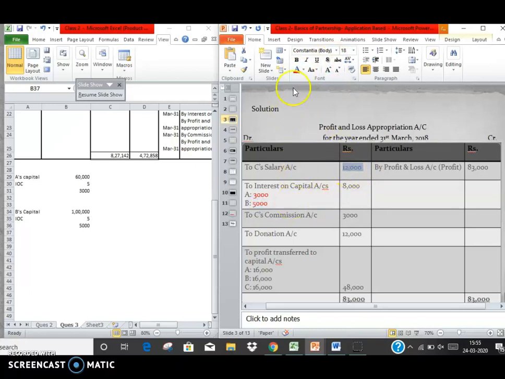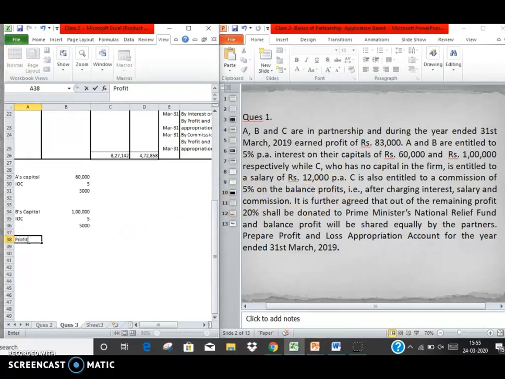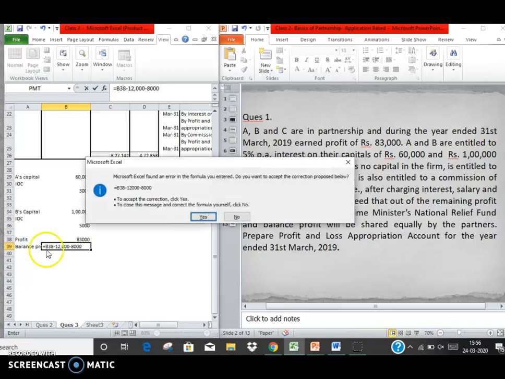Now, next is C's commission. What is mentioned in C's commission? He is entitled to 5% on balance of profits. So your profit was 83,000. Balance profit would be this minus 12,000 as the salary minus 8,000. From where have we got this 8,000?